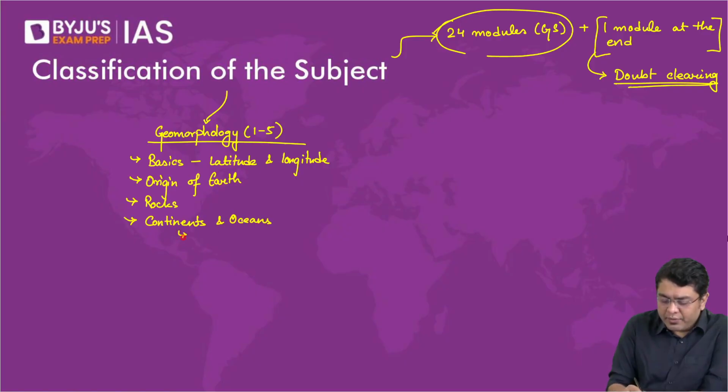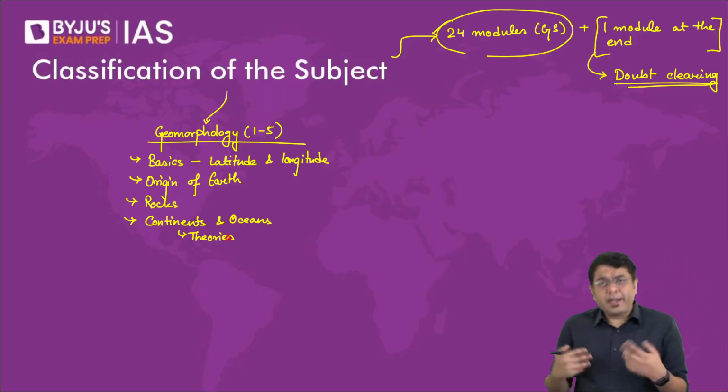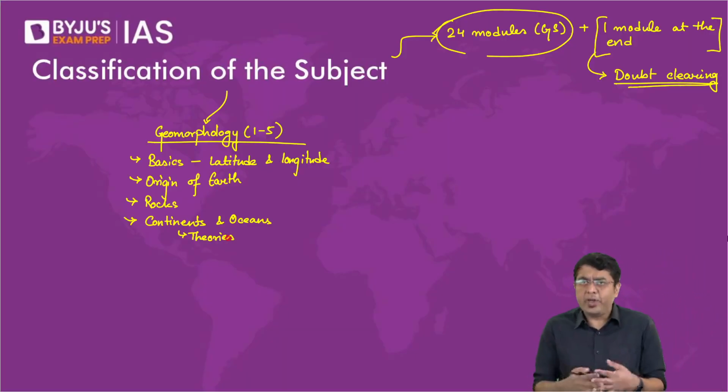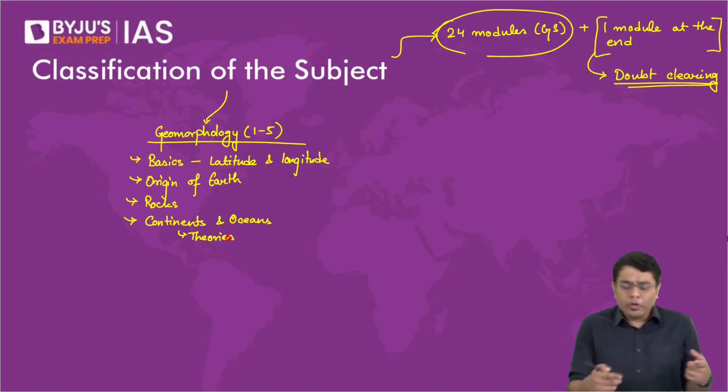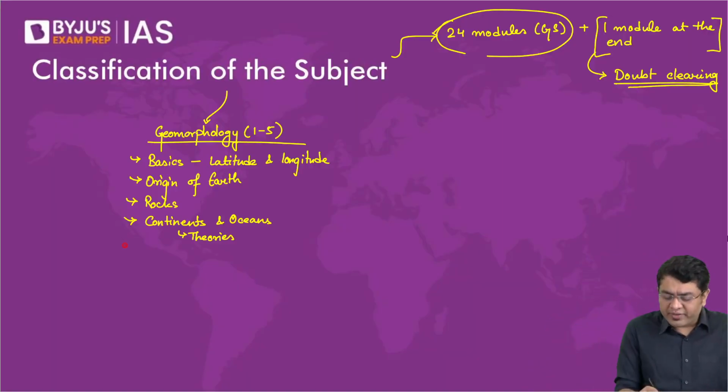and here we are going to study the theories: continental drift theory, plate tectonic theory, seafloor spreading theory, convection current theory, all those various theories we are going to address here. Then earthquakes and landforms and volcanoes, and then erosional and depositional landforms.